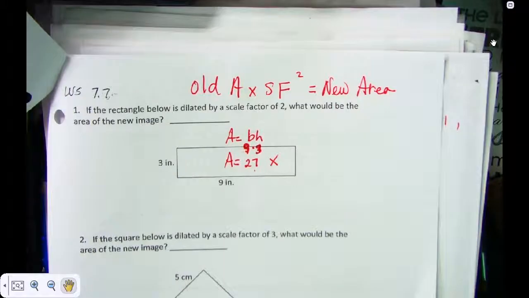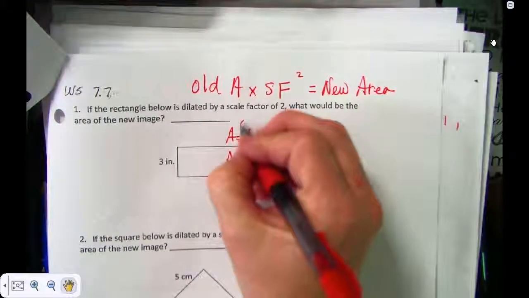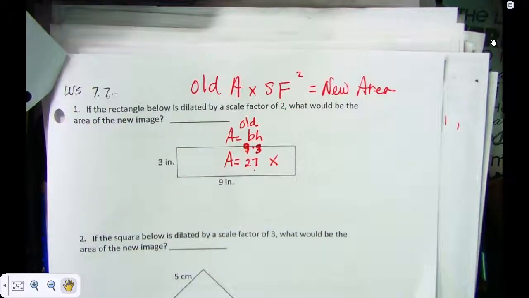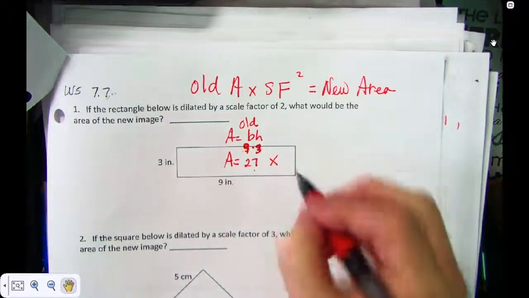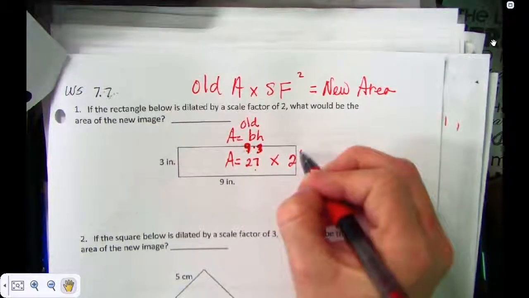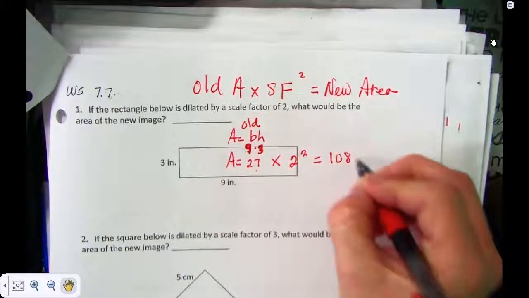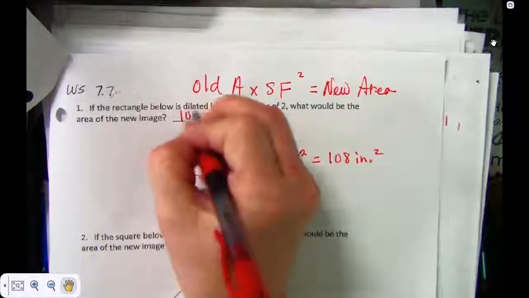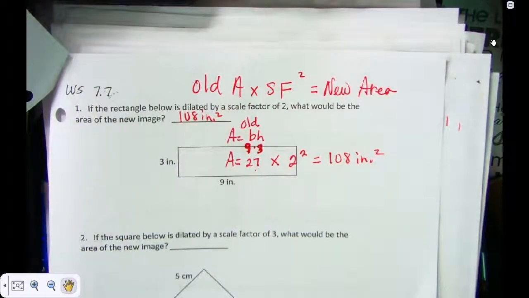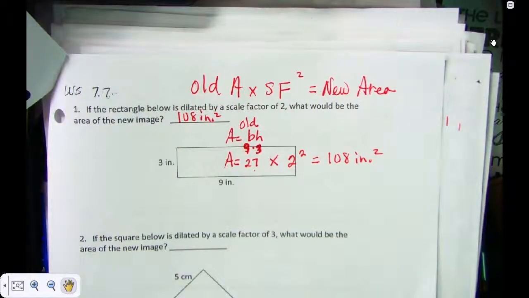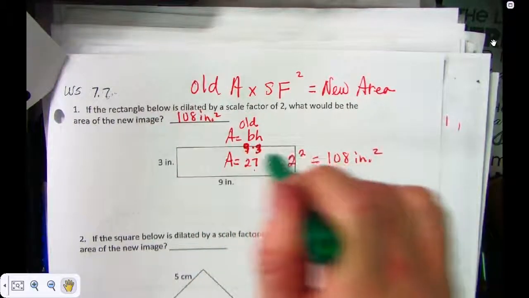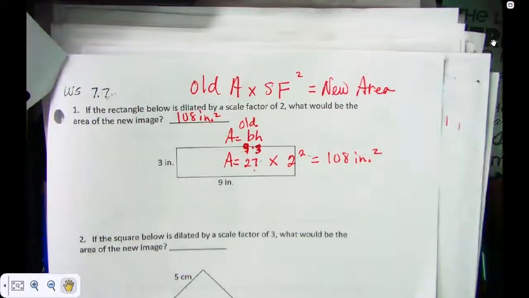I'm going to multiply 27, the area of the preimage, by what? 2 squared. And what's 27 times 4? Good, 108. Square inches. So I used the trick, didn't I? I took the area, old area, times the scale factor squared, got the new.